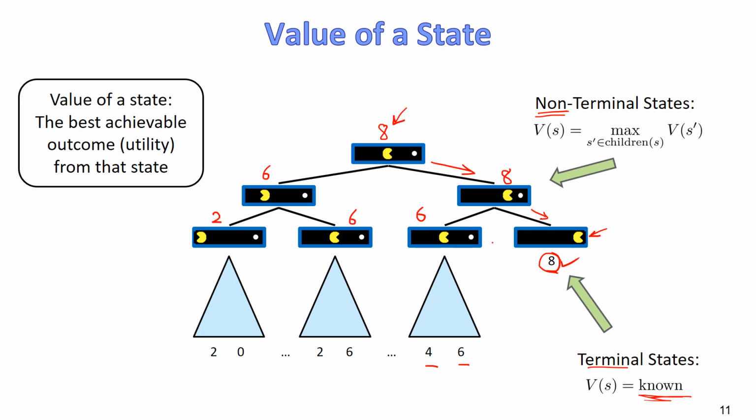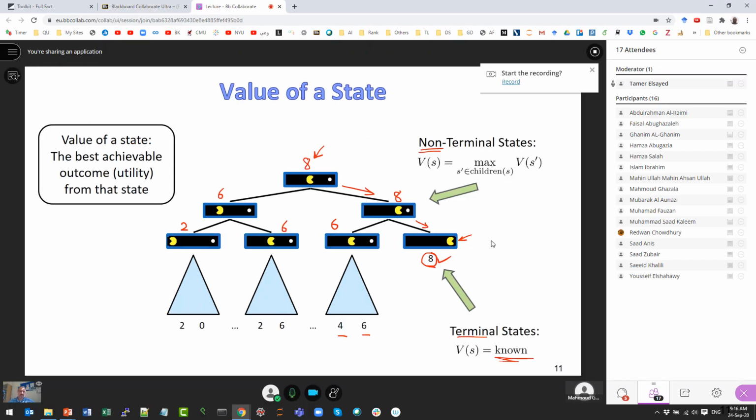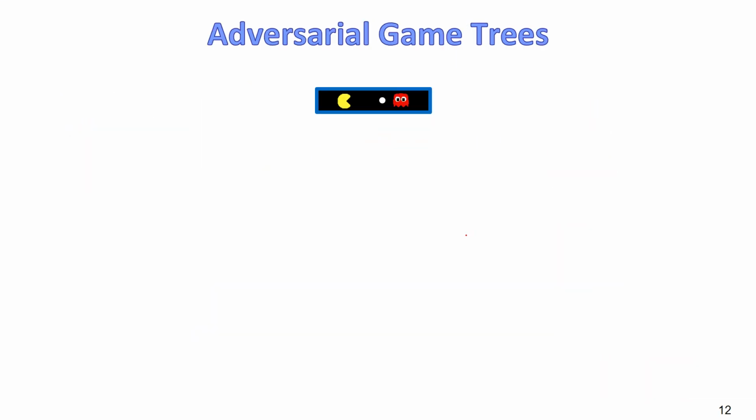Okay. You're welcome. Any other questions? So everything is clear up to this point? Because things will be more complicated when we get to adversarial games. We have two agents then. Okay, so let me move on to adversarial games.